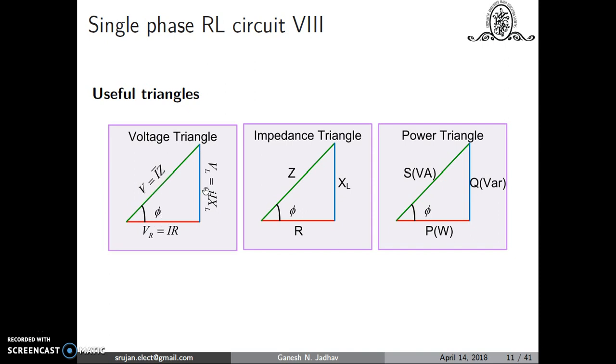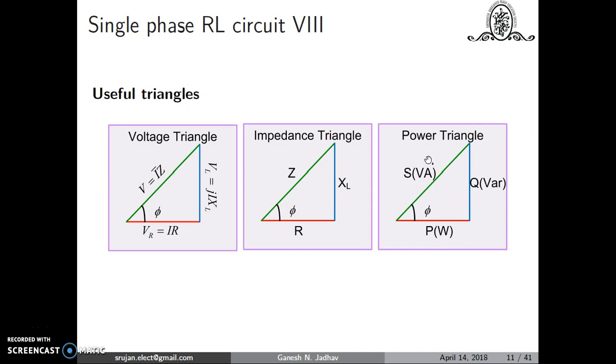Suppose I is cancelled from all of these, this angle represents phi. What remains is resistance R, this is XL and this is Z. So it is known as the impedance triangle. This is the voltage triangle, and this is the impedance triangle, with R, XL and Z. Similarly, the power triangle is P, Q and S, where phi is the angle between P and S.